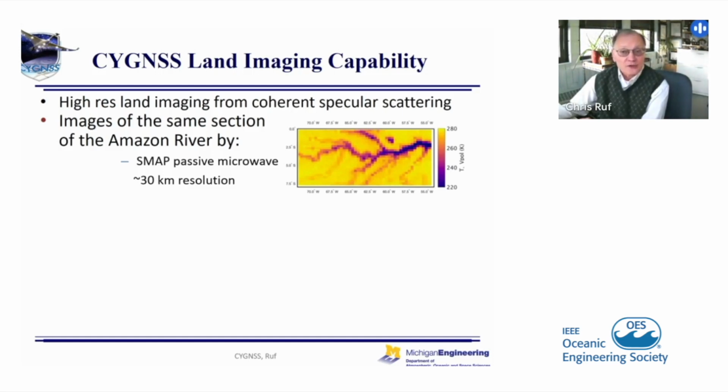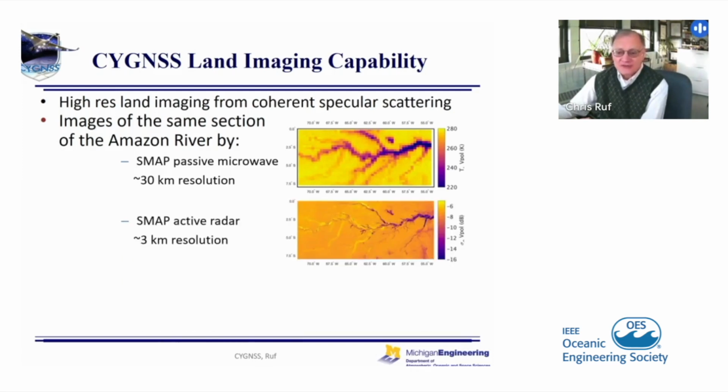The same satellite also had a microwave radar. The radar no longer works, but earlier in the mission it was working. This is an image made of the same section of the river by the radar, and it has about 3 kilometers of spatial resolution. You can see that there's a better resolution of the main branch of the river, and some of the smaller tributaries are better resolved because we have 3 kilometer resolution. So these are two examples of the river seen by other instruments operating in the microwave.